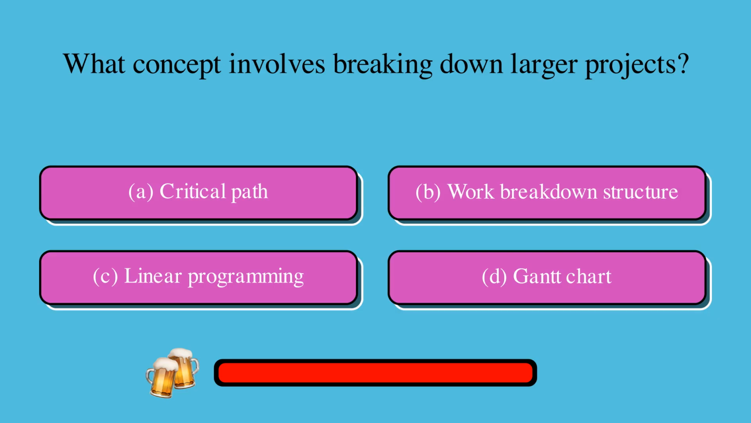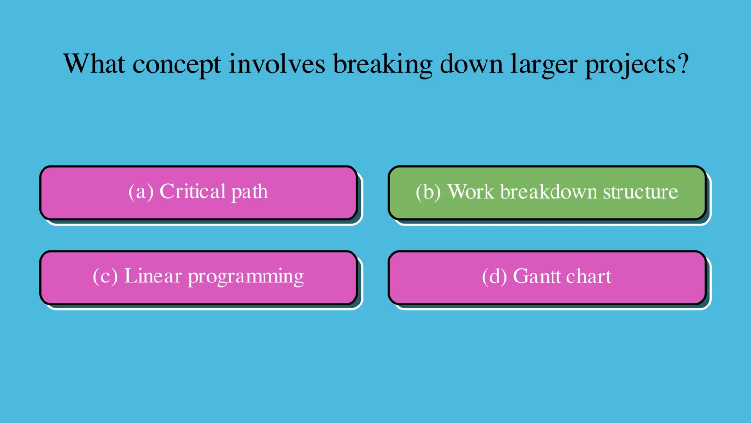What concept involves breaking down larger projects? Is it A, critical path, B, work breakdown structure, C, linear programming, or D, Gantt chart? The correct answer is B, work breakdown structure.